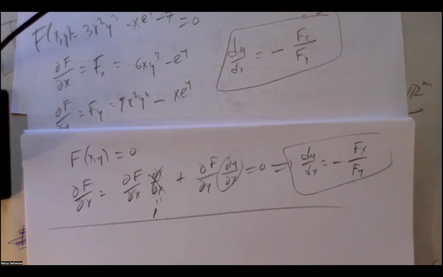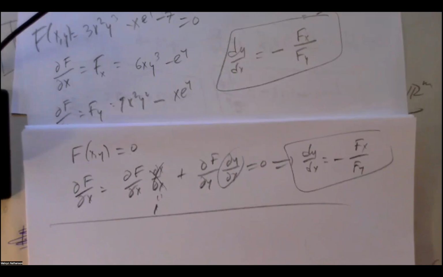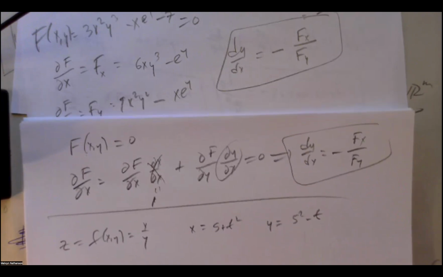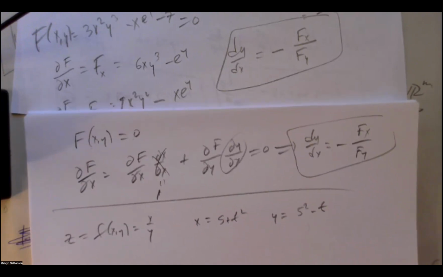Let's go back to more of the chain rule. That's really the most useful thing. Suppose z is a function of x and y, and it's exactly the function x over y. But x and y are functions of s and t. X is s plus t squared, and y is s squared minus t. And I want to compute the first and second partial derivatives of f with respect to s.